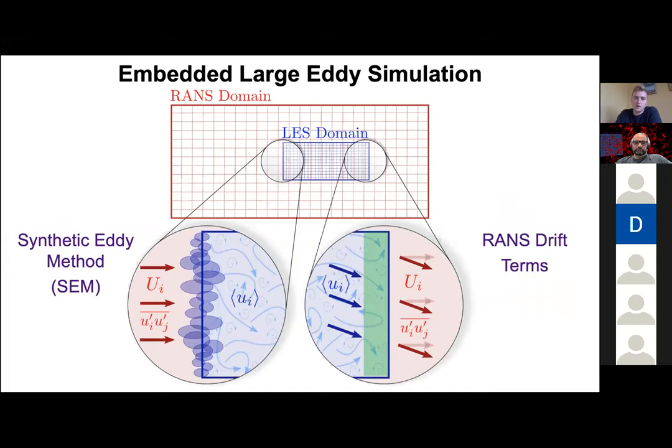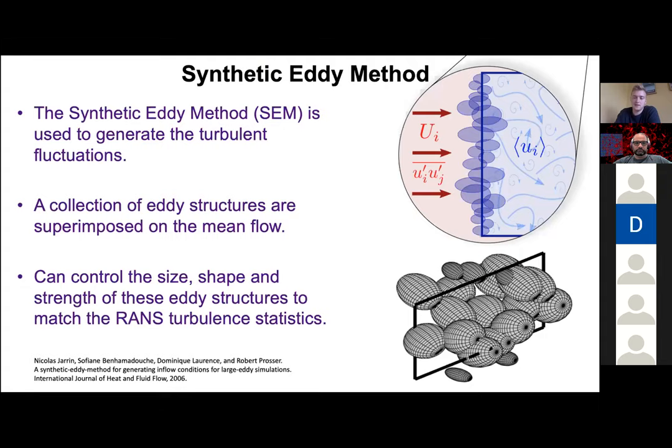So when we are looking at embedded large eddy simulation, it becomes more of a boundary condition problem within the LES. So we need to define what we have at the boundaries for the LES domain. At the inlet, we need to take the RANS data and produce the fluctuating velocity that is needed for the LES. And then at the outlet, we need to couple back from the LES and transfer that data to the RANS, trying to correct what might be happening in the RANS to what we're seeing in the LES. So the synthetic eddy method is what we use to generate this fluctuating velocity field at the inlet.